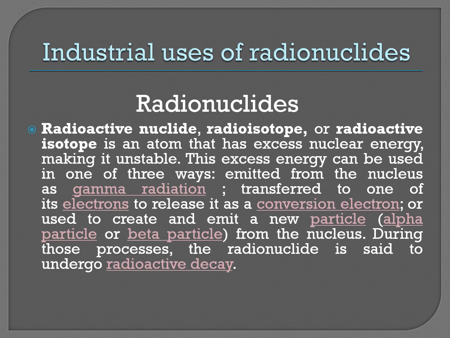So basically radionuclides are the high energy atoms that may undergo different conversion reactions, like they may emit gamma radiations, may emit alpha or beta particles, or may result in the conversion electron. And this whole process is known as radioactive decay.